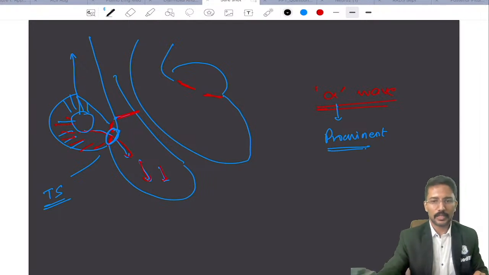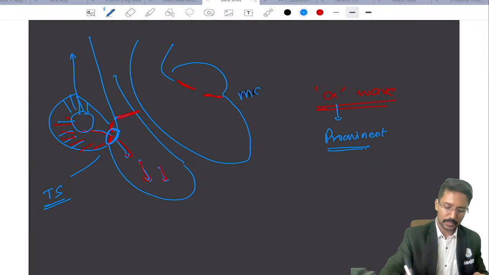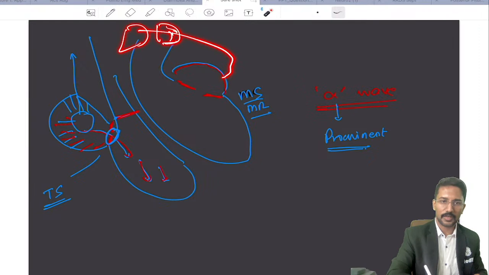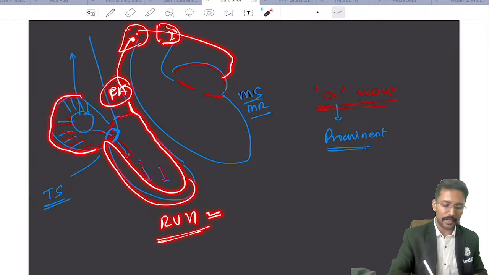Can mitral stenosis cause that? Mitral stenosis and mitral regurgitation can cause a prominent A wave, but that is only possible when they have led to left atrial enlargement. This has caused pulmonary venous congestion at the level of the lungs, so pulmonary artery pressure has gone up. Because of the increase in pulmonary artery pressure, you have developed right ventricular hypertrophy. Now the right ventricle is not relaxing well, so the right atrium is doing overwork. That can lead to a prominent A wave.